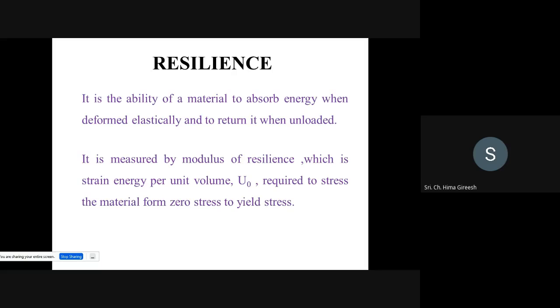Generally it is measured by the modulus of resilience, which is strain energy per unit volume, and it is denoted with U. This modulus of resilience is required to stress the material from zero stress to yield stress. Here we observe that the range for the material depends on this yield stress. The material which has the maximum yield stress has the maximum modulus of resilience. For different materials, there are different yield stresses.